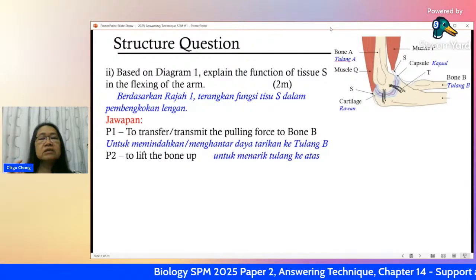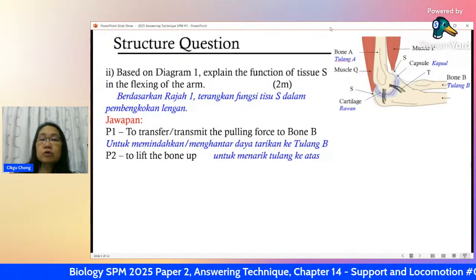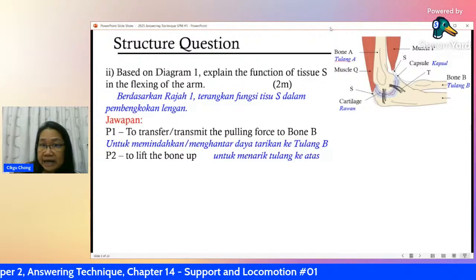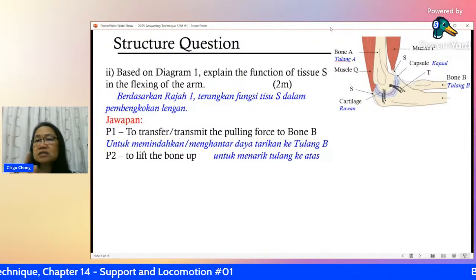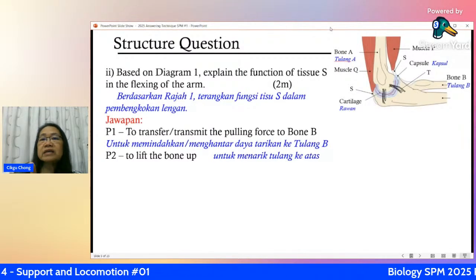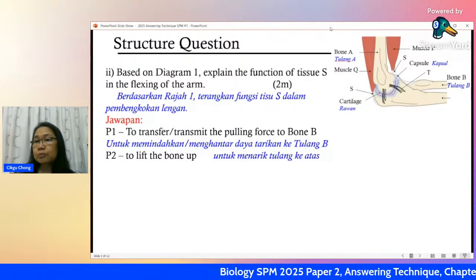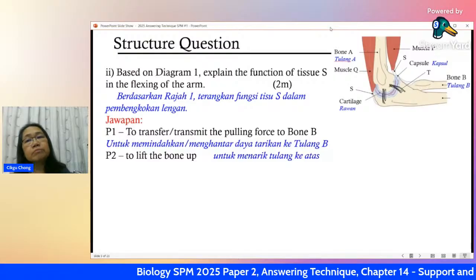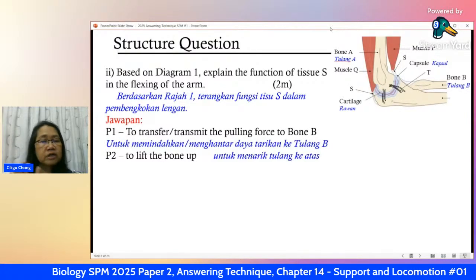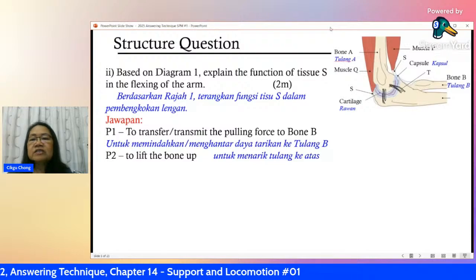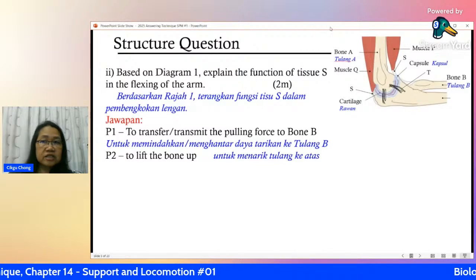And do you know what that bone is? What is bone B? Please don't say bone C or bone A. It has to be specific because your S, the one that is connecting to the bone to pull the arm up, is actually bone B. So the bone has to be specific here. You cannot say any other bone. All right, so what bone is that? That is actually the radius.